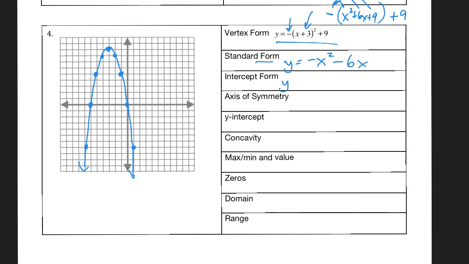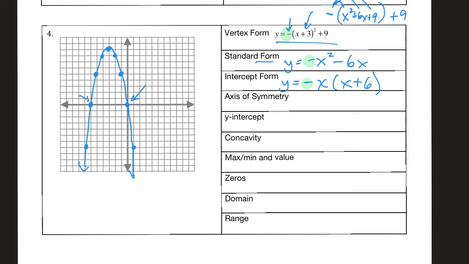Okay, intercept form. So let me start with the fact that I'm going to have y equals negative, right? That a value that you get out in front, you're going to have the same a value on all of them. Let me grab a highlighter really quick. I have an a value of -1 here, and here, and here. Now the intercepts here. I have one of them at 0, and I have the other one at -6, which means this will be x plus 6.